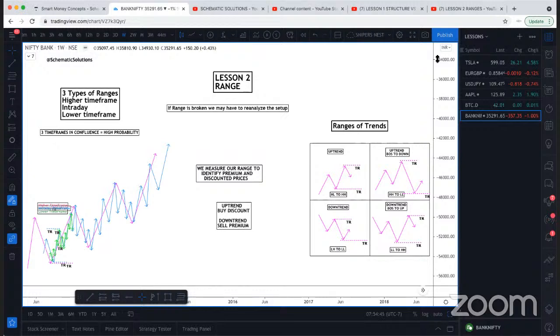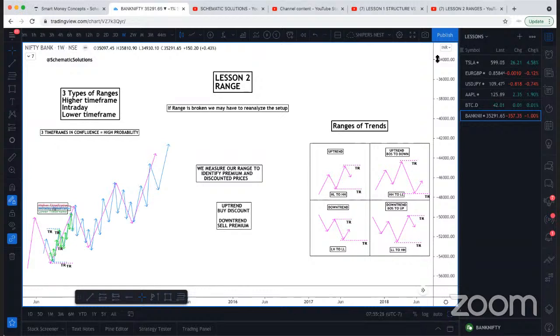This is Joe with Schematic Solutions, and today we're covering lesson two, which is going to be about ranges. And ranges is something that really allowed me to take my personal trading game to the next level because, of course, market structure is that first big piece. But when we're talking about a range, it has so much to do with structure. A lot of times people just either throw it in with structure quickly or leave it out. So this is why we're breaking it down, making it extremely simple, because it's going to tell you where we should be trading. And if that range is broken, ultimately we're going to have to reanalyze the setup.